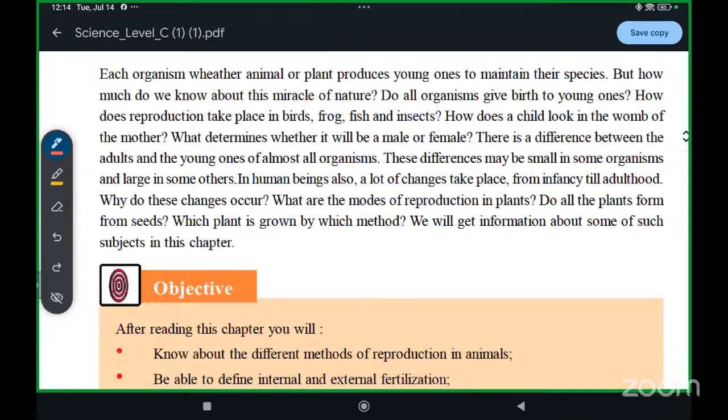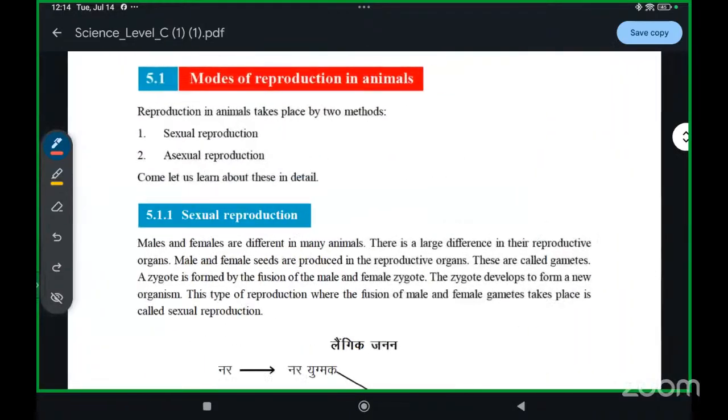In human beings also, a lot of changes take place from infancy till adulthood. Why do these changes occur? Infancy means when a child is born, and when he enters into adulthood, many changes happen. What are these changes? How do these changes occur? Why do they occur? And what are the modes of reproduction? Do all the plants form seeds? And which plant is grown by which method? So, we will discuss that in this chapter.